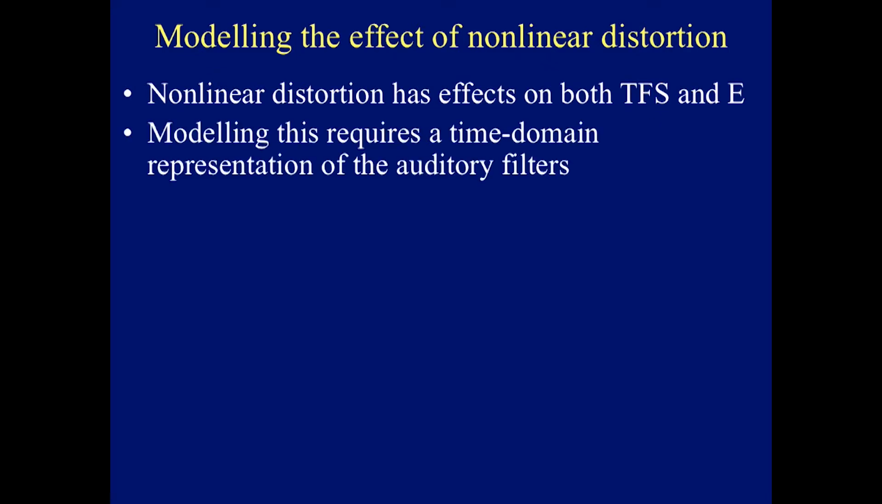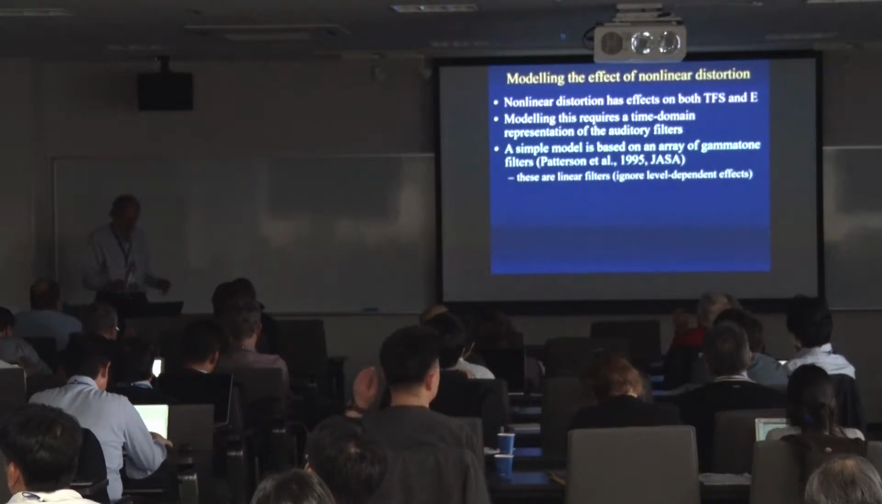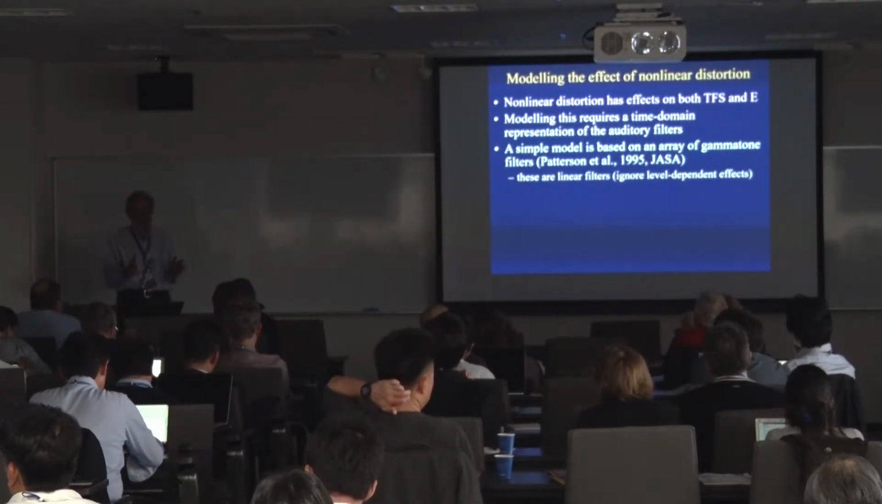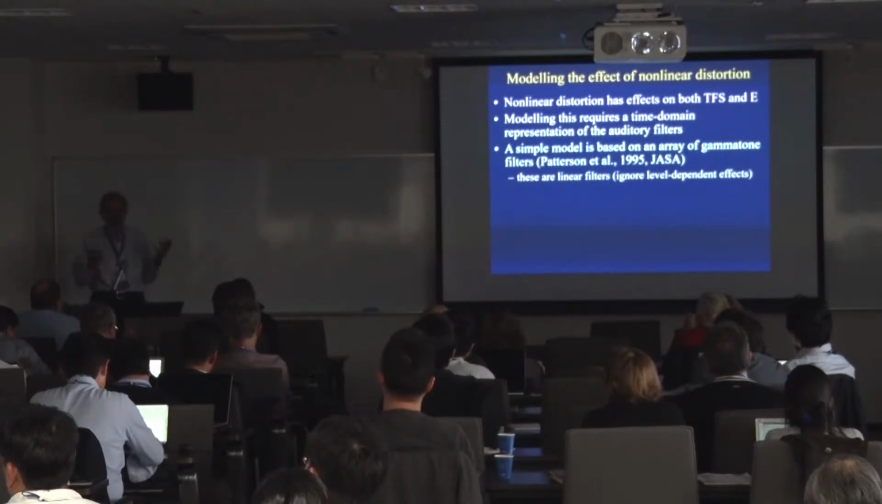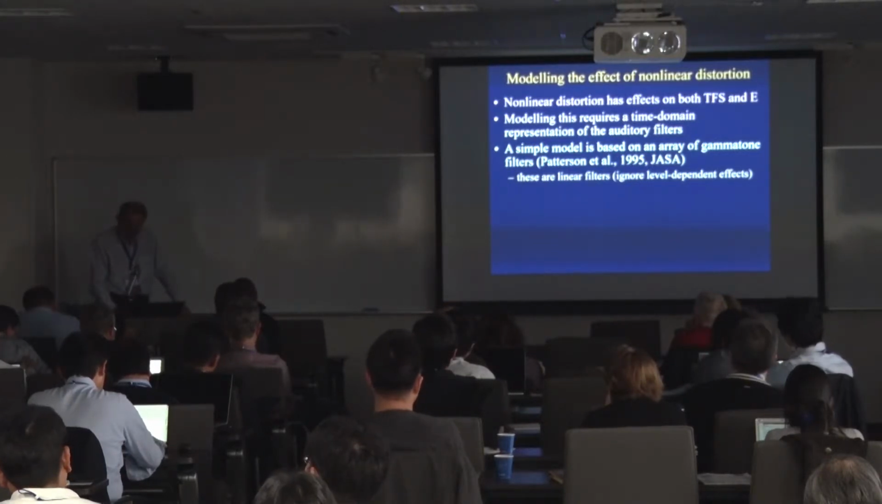And so to do this, we need a time domain representation of the auditory filters. And in this work, we used an array of gammatone filters. These were originally described by Johannesma in the Netherlands to characterize the responses of auditory neurons, but Roy Patterson played a key role in developing them. Malcolm Slaney and others have also contributed to this. And these are linear filters that ignore level-dependent effects. Now, it's not clear how important level-dependent effects are, but I'll show you later on that we can do pretty well just with these linear filters.